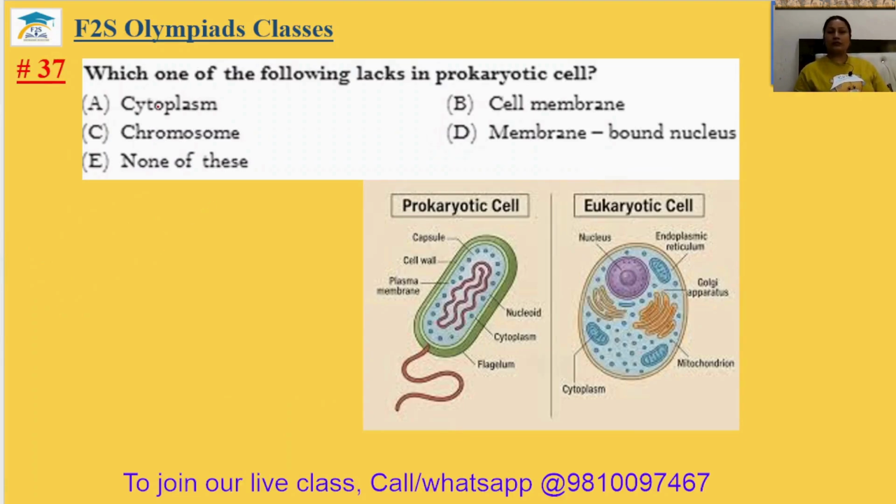Question number 37. Which one of the following is lacking in a prokaryotic cell? Cytoplasm, cell membrane, chromosome, or membrane bound nucleus? The prokaryotic cell does not have a membrane bound nucleus. Option D. 37th answer is option D.